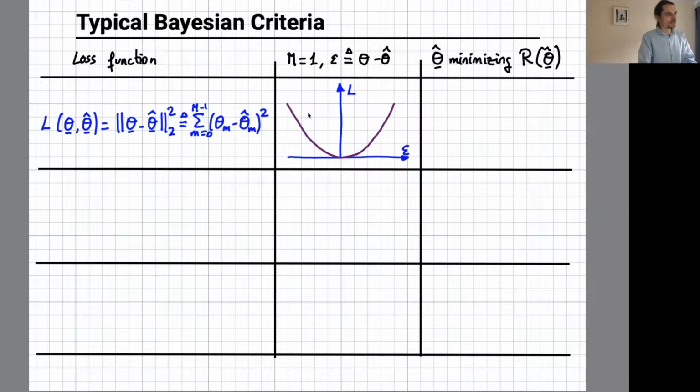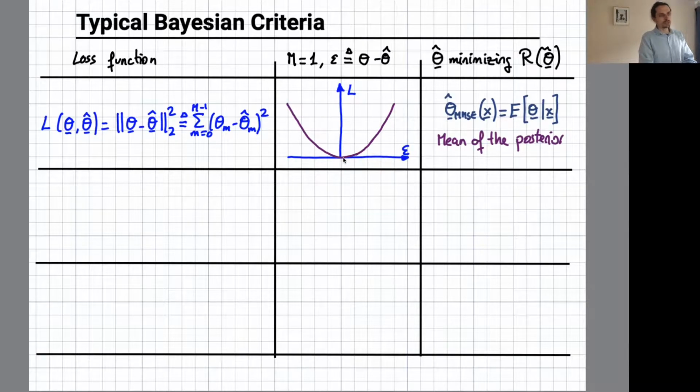This can be visualized for the case when we have only one parameter. If we plot L versus the error defined in this way, this is clearly a parabola with a root at the origin.